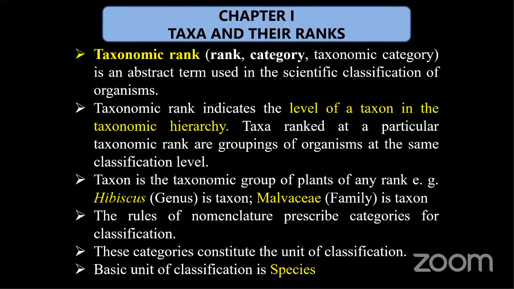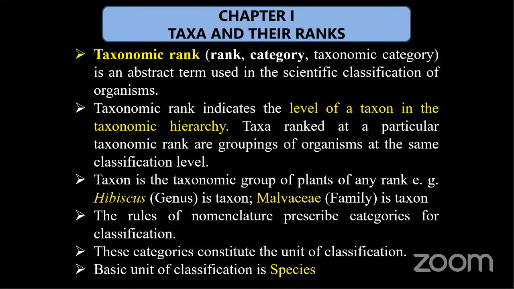To understand the taxonomic rank, you have to know about 3 different aspects: rank, category, and taxon. What is meant by rank, what is meant by category, and what is meant by taxon? Taxonomic rank is a hierarchical level. Category is an artificial concept under which plants are categorized, and taxon is a living organism categorized under the category. Most students consider these 3 terms synonymous, but actually they are not synonymous terms.